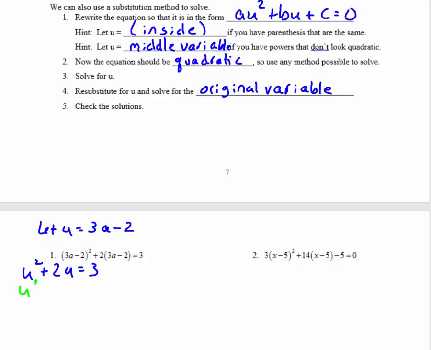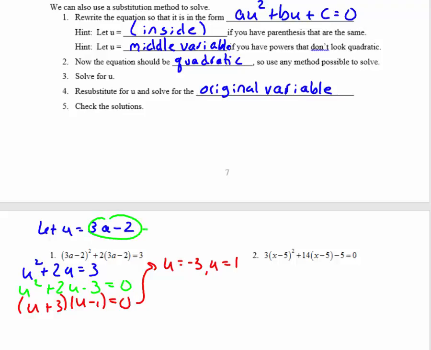I'll subtract over the 3, so u squared plus 2u minus 3 equals 0. It is factorable, so I'm going to factor into (u plus 3) times (u minus 1) equaling 0. Set each factor equal to 0, so I get u equaling negative 3, or u is going to equal 1. Now, don't circle that answer yet, because you solved for u, but our original variable was a. So we said u was 3a minus 2. So I need to resubstitute and put 3a minus 2 back in and solve for a. So it's going to look like 3a minus 2 equaling negative 3, or 3a minus 2 would equal positive 1.